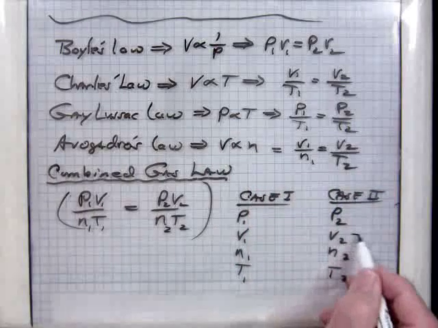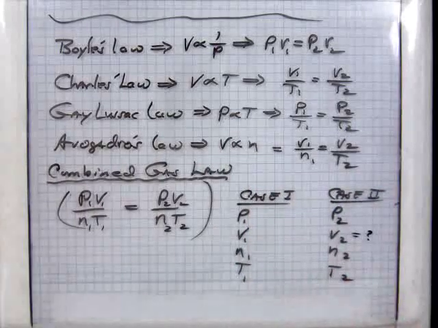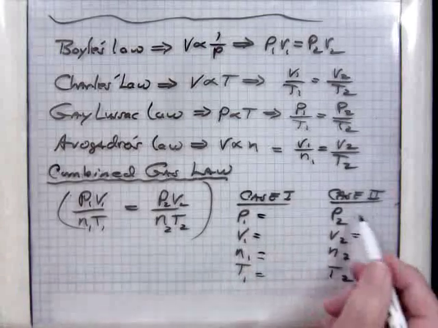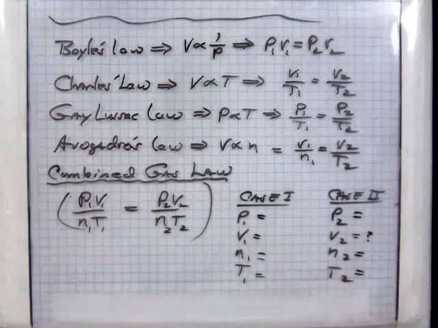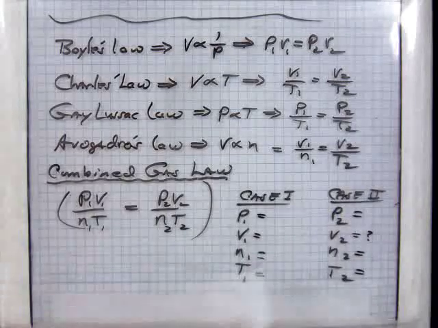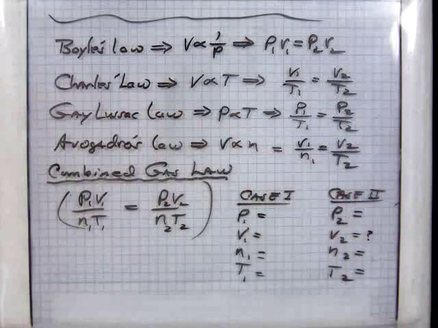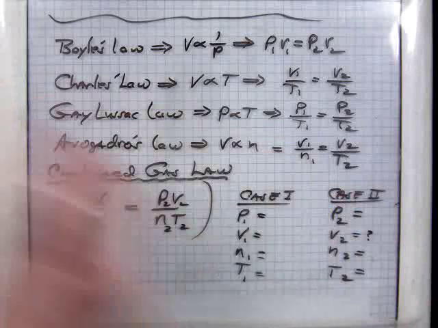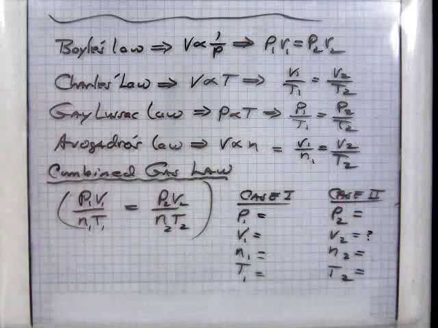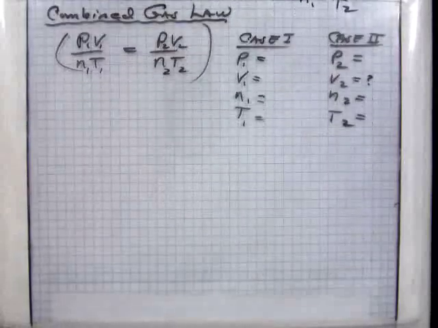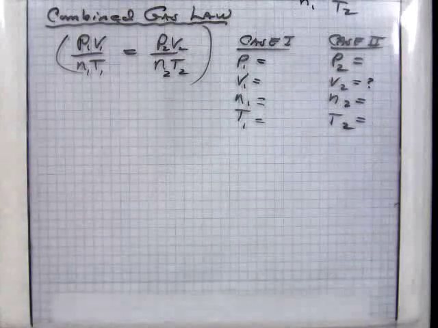So usually it's, say, an unknown volume. So the case 1 data and case 2, except for the unknown, is given. So you'll be given everything in here in one form or another, and then you apply it to the combined law. Well, let me show you, and this will save you gobs of time.